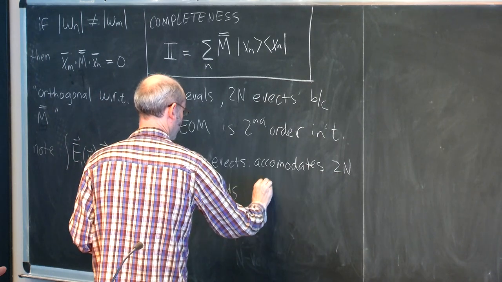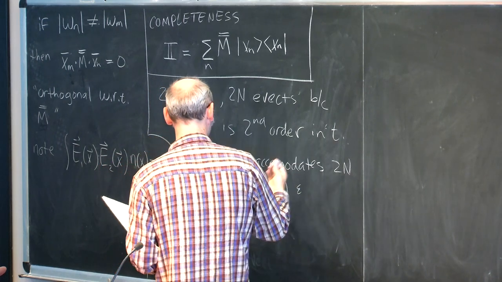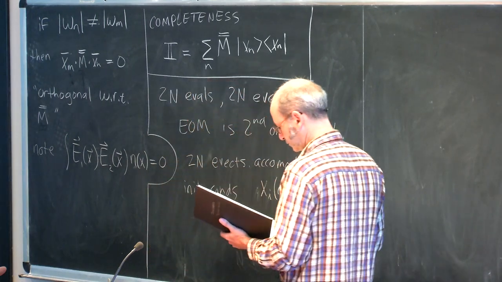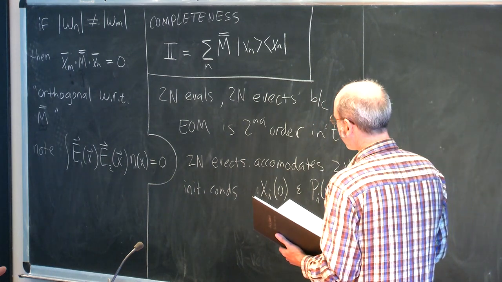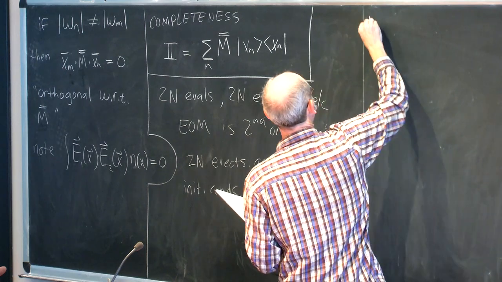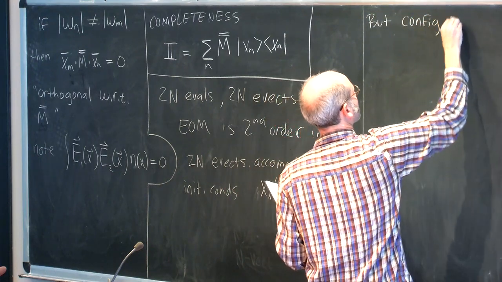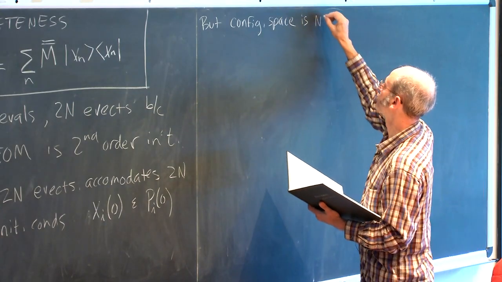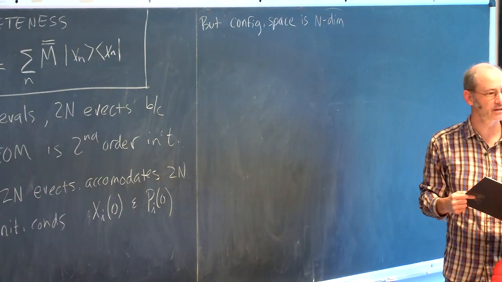So the initial position of the ith oscillator, and what you don't need to specify in quantum mechanics, the initial momentum of that ith oscillator. But it is a little strange that our configuration space, so the space spanned by all the coordinates of the oscillators, is n-dimensional, but for some reason, we're cramming twice as many vectors as we need to into that space.